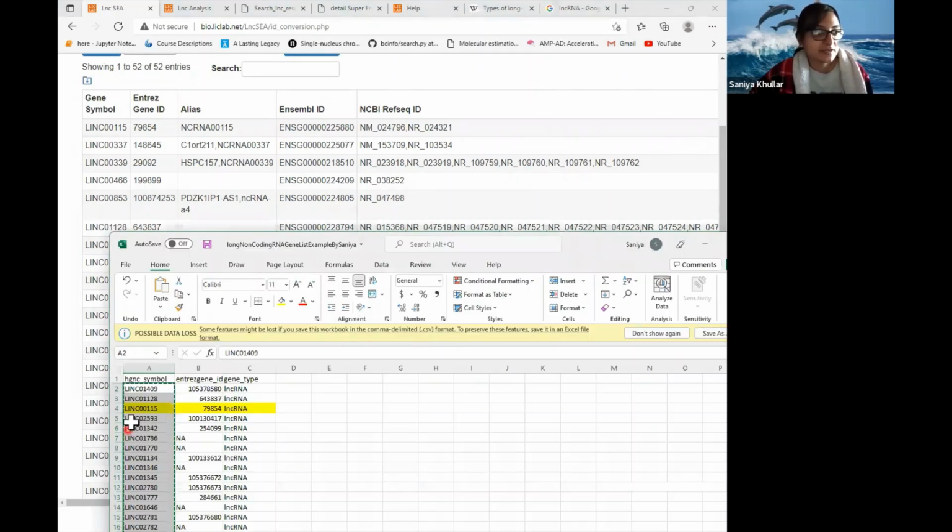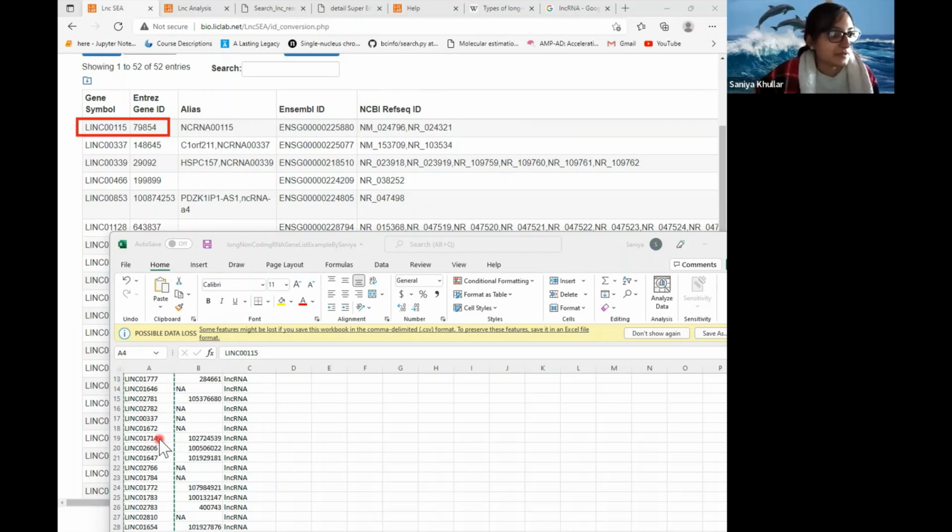For instance, for this lncRNA here, it has identified the gene symbol and entry ID, and I want to show that those match. For LINC00115, I had identified the entry ID of 79854 in my data set, and that is indeed what is found here by this lncSEA resource. It also had aliases, Ensembl IDs, and NCBI RefSeq IDs. So you do get a lot of other information here, which is also really helpful.